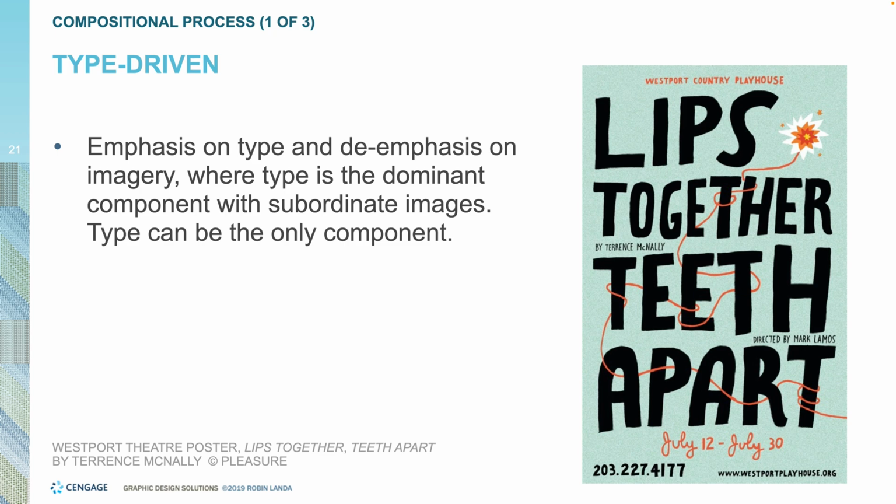Now type can be the only element, but type doesn't have to be the only element on the page. In this example, you're going to see that there is an actual graphic that wraps around some of the characters. However, this is driven by the type itself. If we were to remove even that little bit of artwork, the string and stuff like that, you'd still have something that feels very much the same.